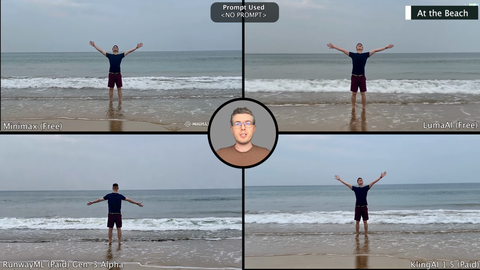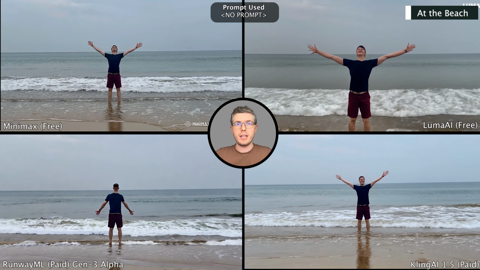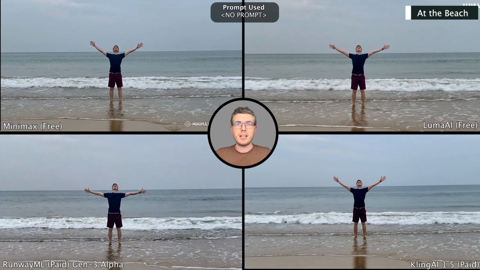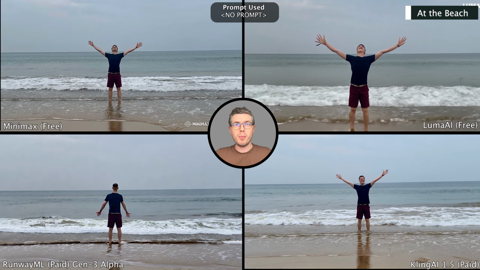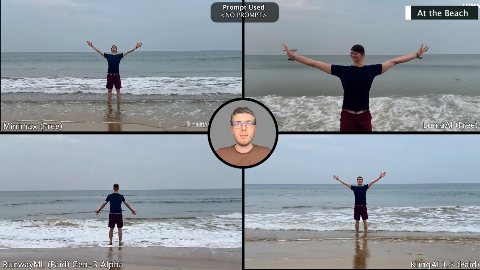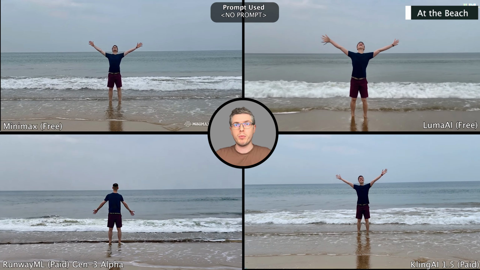And like all the other images, I ran this through it without prompt just to see what each model would come up with. Minimax, I think, was really good here. It did a bit of a slow motion effect, which I really like, and kept me in frame and didn't do too much motion, which overall actually really worked.